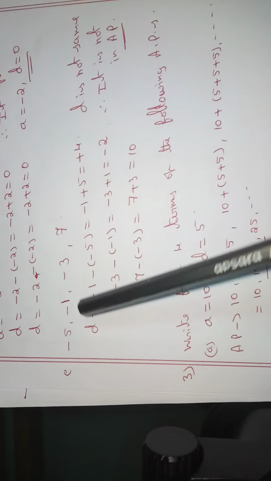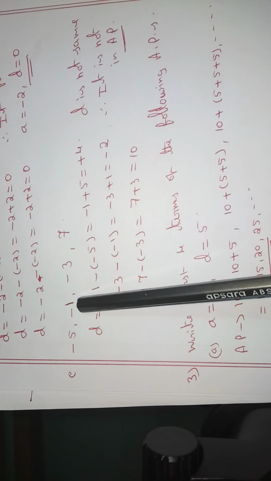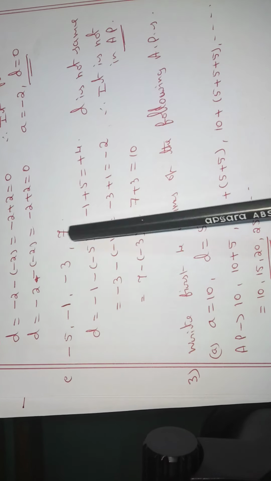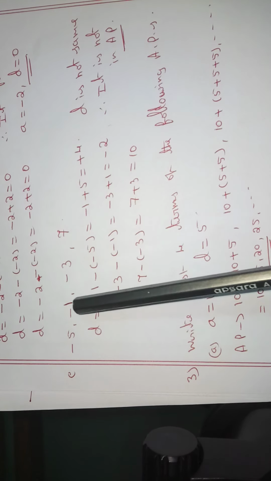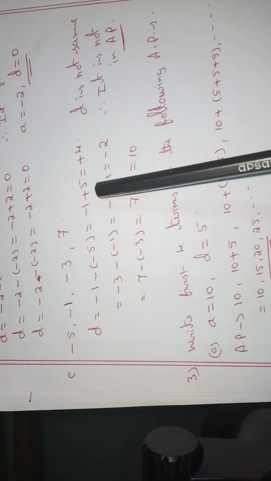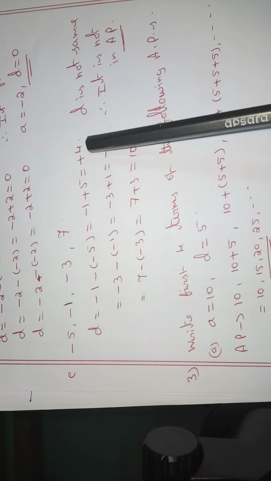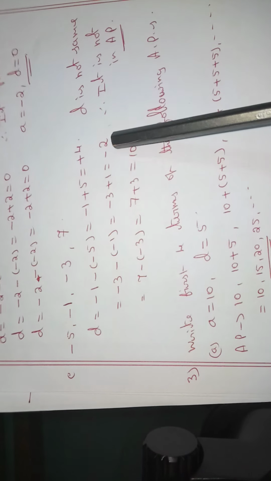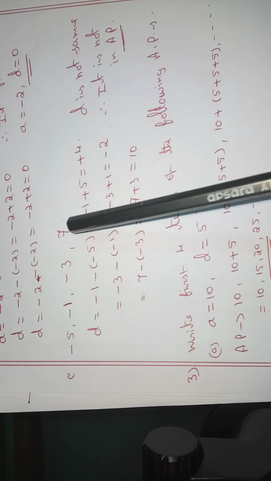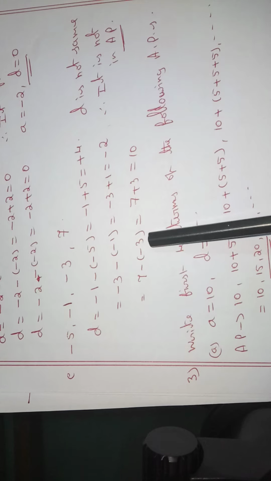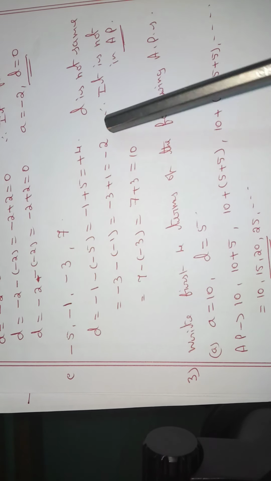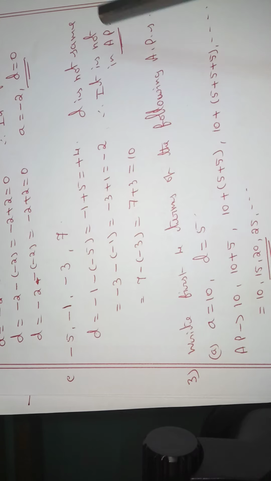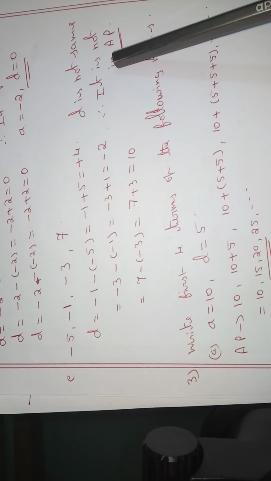Very good. Next, minus 5, minus 1, minus 3, 7. How to find D? Minus 1 minus of minus 5. That is minus 1 plus 5, 4. Minus 3 minus of minus 1. That will give you minus 2. 7 minus of minus 3. That will give you 10. All the three answers are different. Therefore, D is not same. It is not an AP.